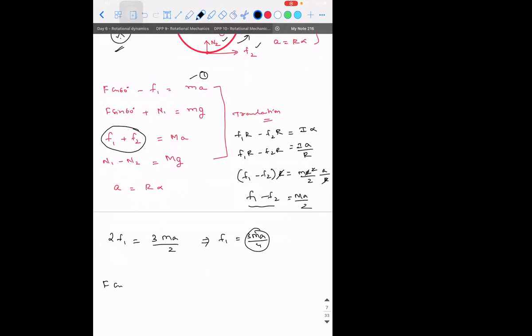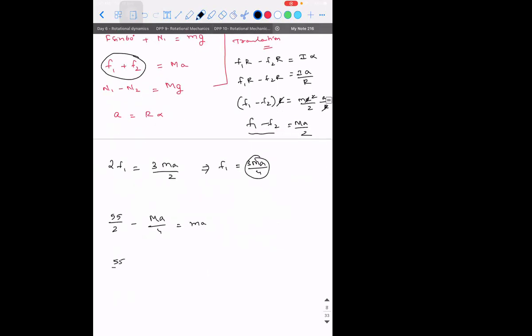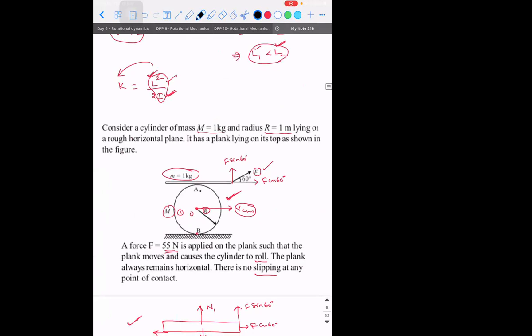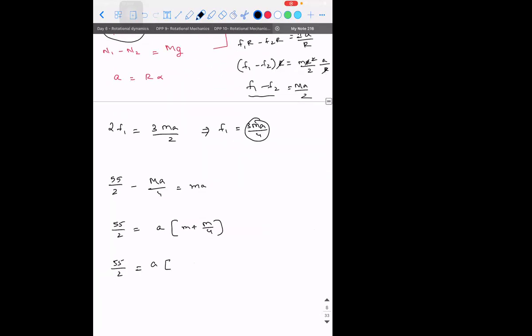So if I substitute F cos 60, that is 55 by 2, minus F1, which is capital MA by 4, is equal to small ma. So 55 by 2 is equal to A into small m plus capital M by 4. So 55 by 2 is equal to A into, what is small m? 1, and capital M is also 1 only. Where did they give 2 values? And it is 5 by 4. It will be 11. This will be 2 times. So acceleration will be 11 by 2.